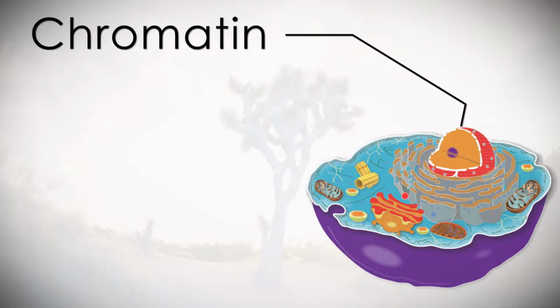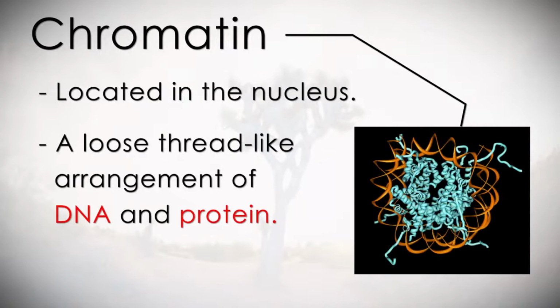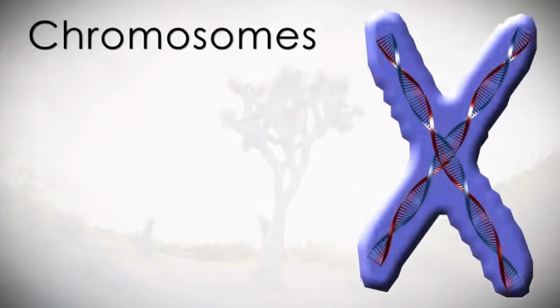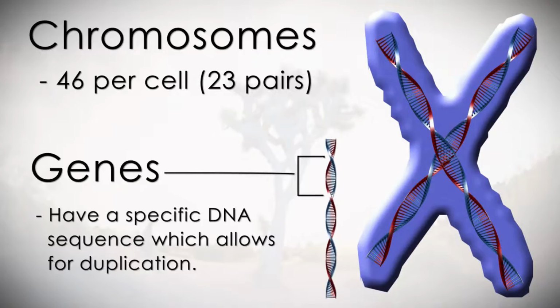Chromatin. Also located in the nucleus. This is a loose, thread-like arrangement of DNA and protein. When the cell is ready to divide, the chromatin will form into rod-shaped structures called chromosomes. There are 46 total chromosomes in each cell. Chromosomes contain genes, which have a specific DNA sequence that allows for duplication.